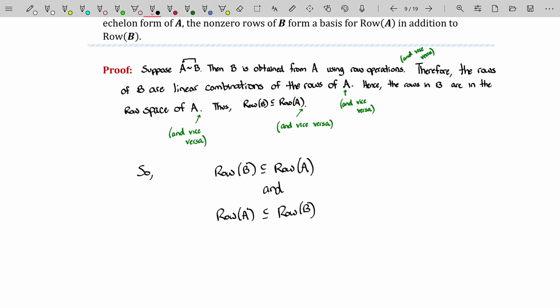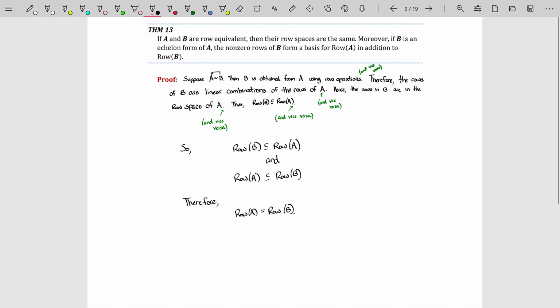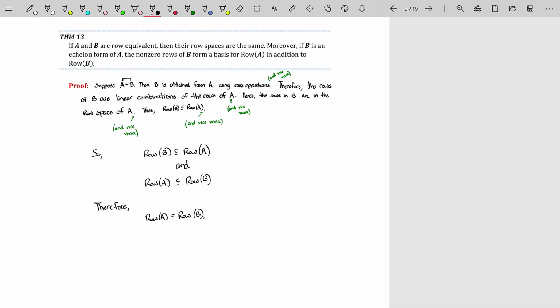So the row space of B is a subset of the row space of A, and the row space of A is a subset of the row space of B. Therefore, those two row spaces have to be the same. There we go. That's a really kind of nice, interesting way to do that proof. It's full of stuff that feels like bijections. They're not really bijections, but they feel like they are, right?